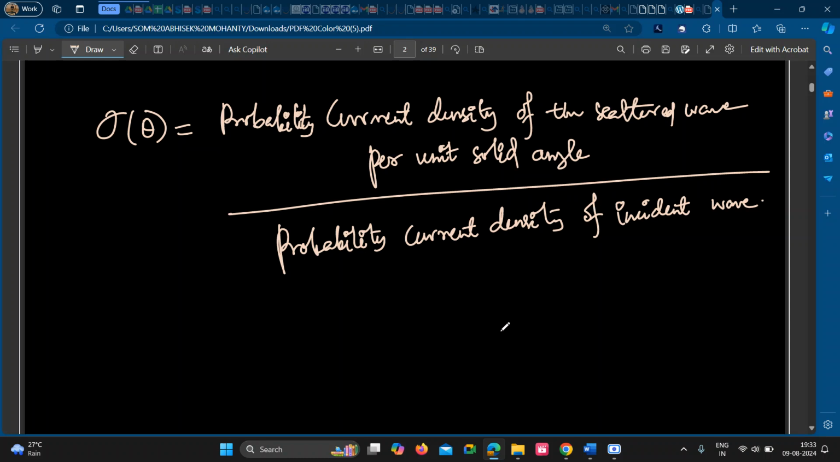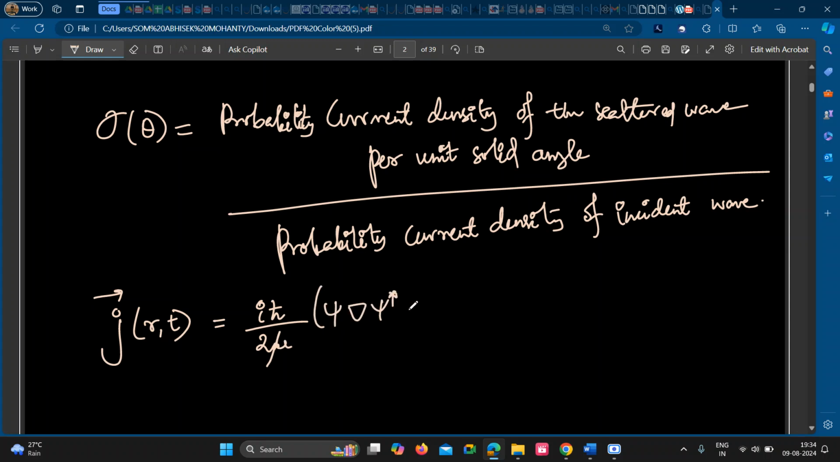Okay, so let's find it out. First of all, probability current density is what? It's J(r,t). This is the probability current density. It is a vector quantity. What is the formula for J(r,t)? Its formula is iħ/2μ, here we will write it as 2μ, (ψ∇ψ* − ψ*∇ψ). If you remember, this is the formula for probability current density J.